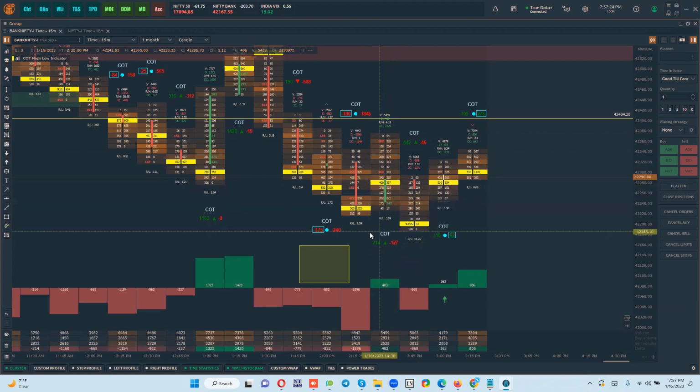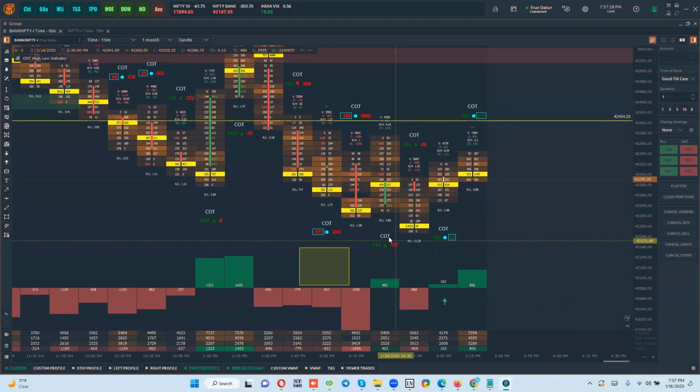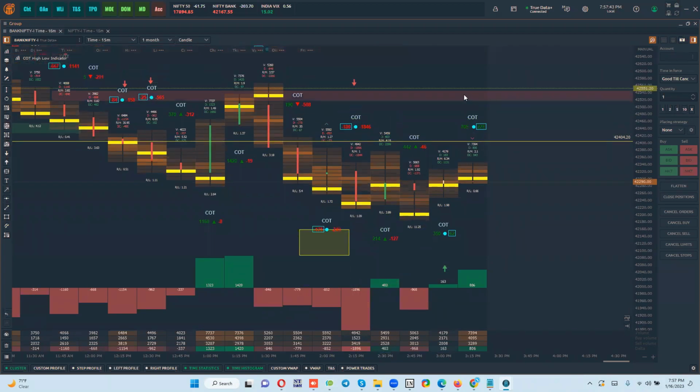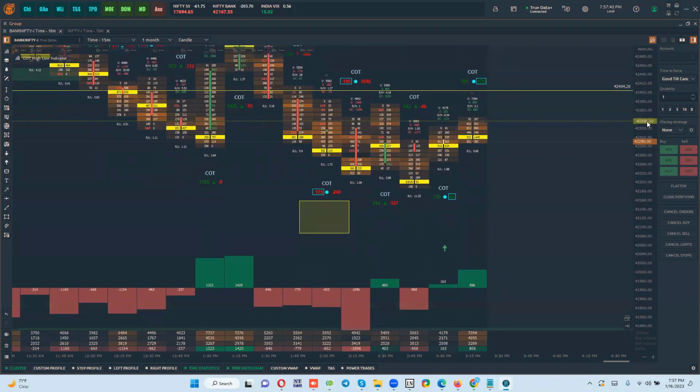On the left side we plot COT low, and the right side is COT high. If I have to give you the information, this is COT low and this is COT high. Even on this one, the left side is COT low and the right side is COT high. The only thing is we want to show this information in a more interactive way. That is why we did this coloring and all those things. So this will give us information.